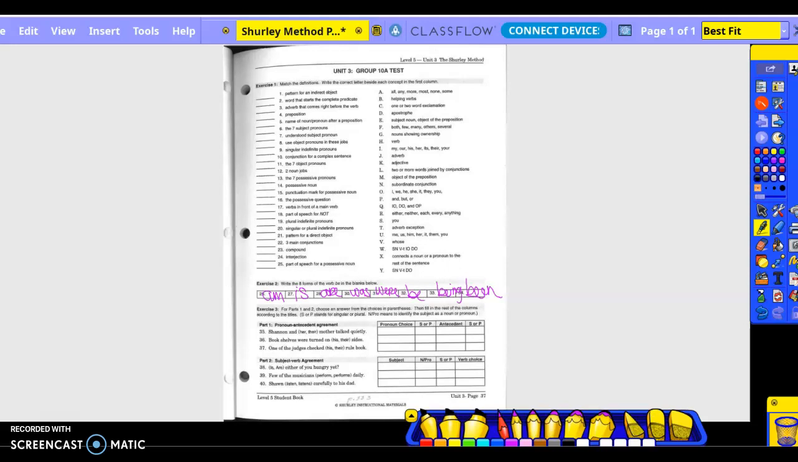Okay. For parts 1 and 2, choose an answer from the choices in parentheses. Then fill in the rest of the columns according to the lines. S or P stands for singular or plural. N/P means to identify the subject as a noun or a pronoun.